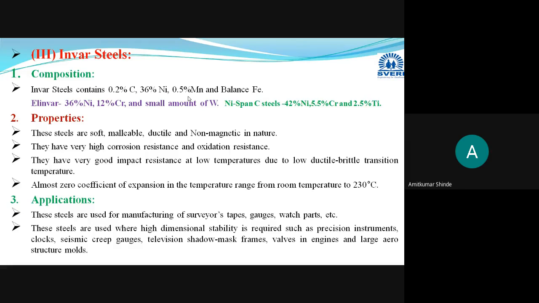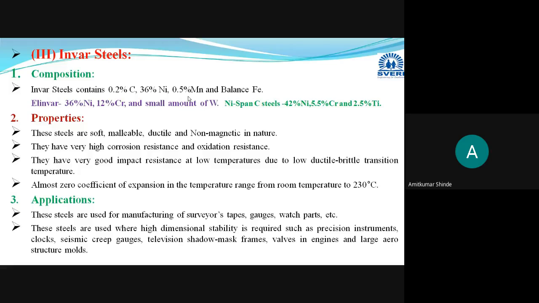And this Invar steel will have a very low ductile brittle transition temperature. Okay, these are the properties. Along with this, as it is soft, malleable, and ductile in nature, it also provides high corrosion resistance, oxidation resistance, and very good impact resistance.